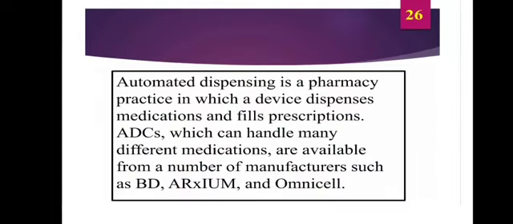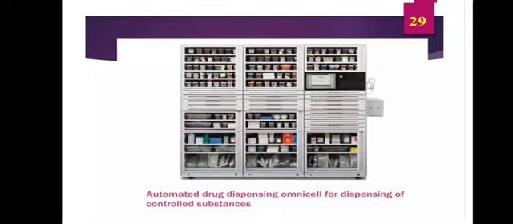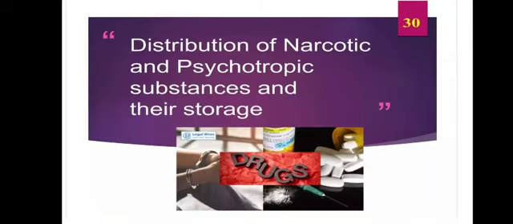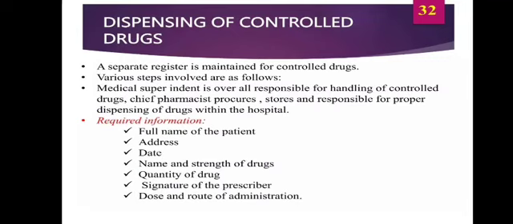The last one is emergency: emergency ward, automated drug distribution, automated drug dispensing, controlled distribution of narcotic drugs, classification, and dispensing of controlled drugs. Record information: full name of the patient, address, date, name and strength of the drug, quantity of drug, signature of the prescriber, dose and route of administration.